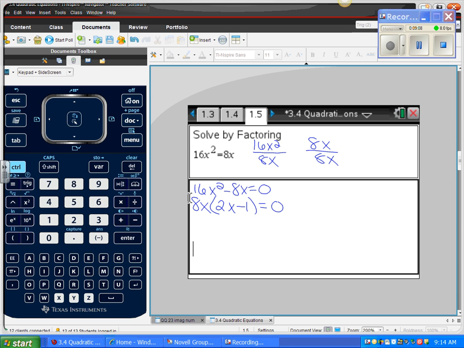Okay, guys, now what? Zero product rule. 8x equals 0. 2x minus 1 equals 0. And divide by 8. So you get x equals 0. So we get 0 and 1/2 as my solutions.